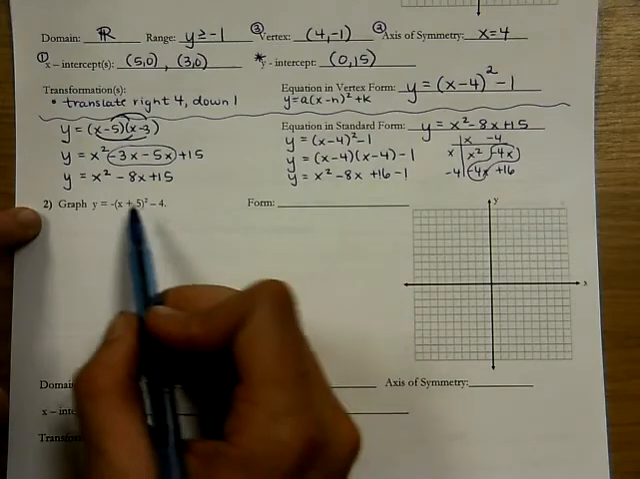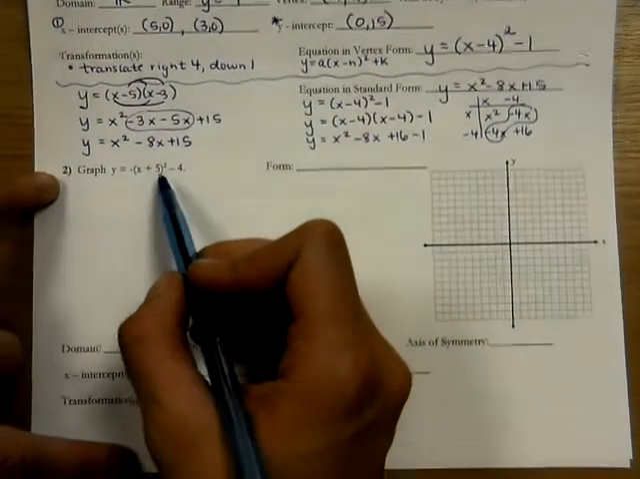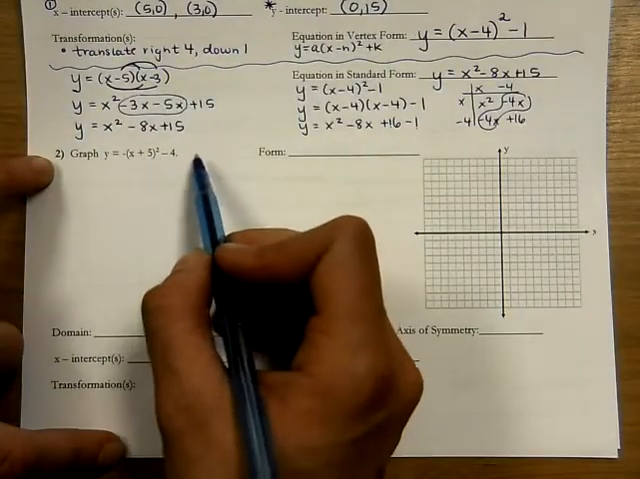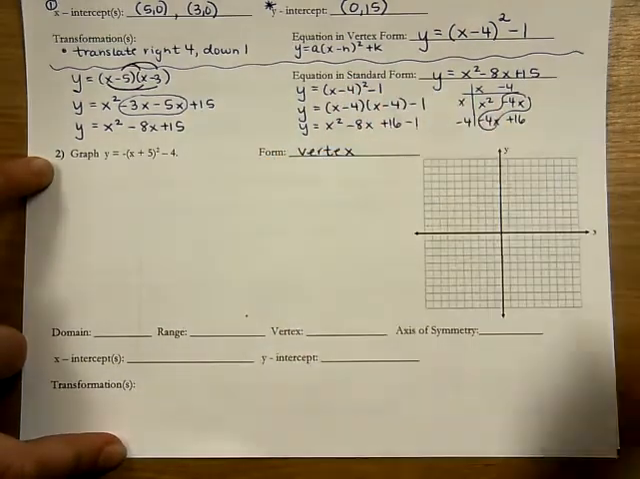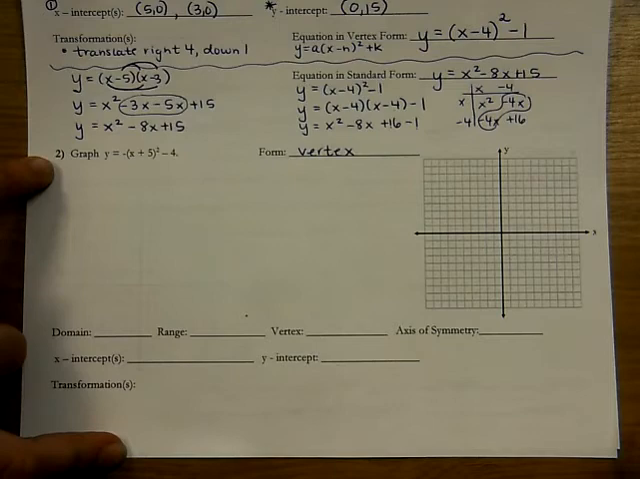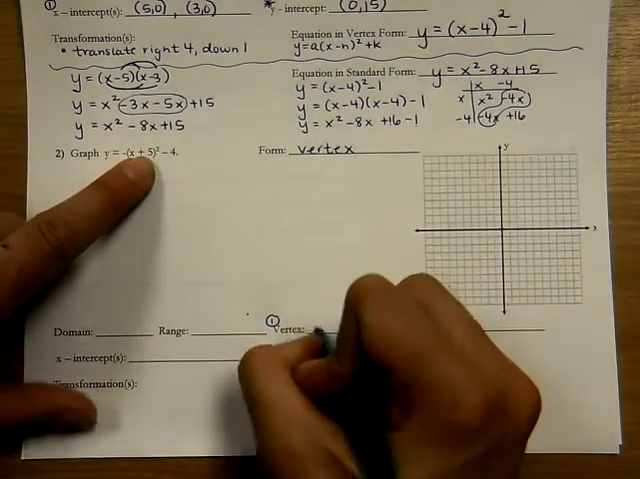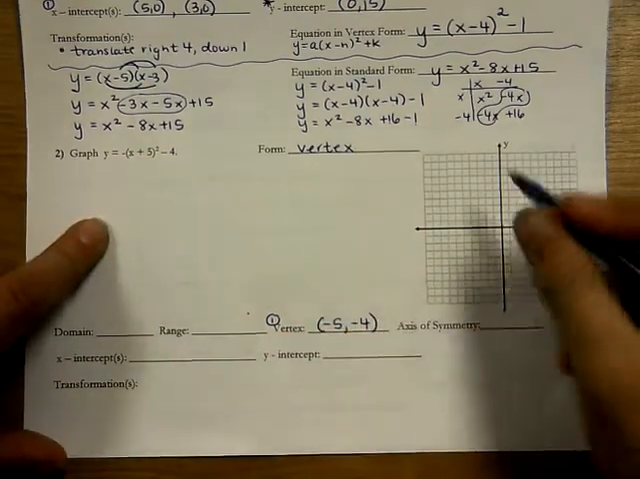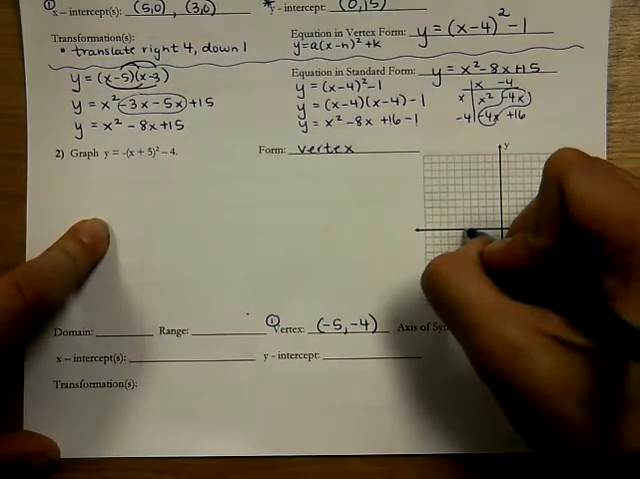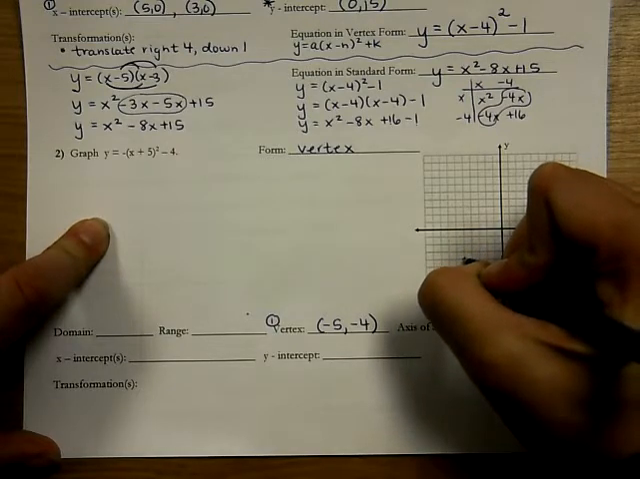Now, this next one, I see something being squared, and I don't see anything else. I just see one thing being squared. There's no other x's or anything like that. That tells me that this is in vertex form. And I know that if an equation is in vertex form, the very first thing I'm going to do is identify that vertex. I know that it's opposite the inside and keep the sign of the outside. So I'm going to plot that vertex right now. Negative 5, comma, negative 4.